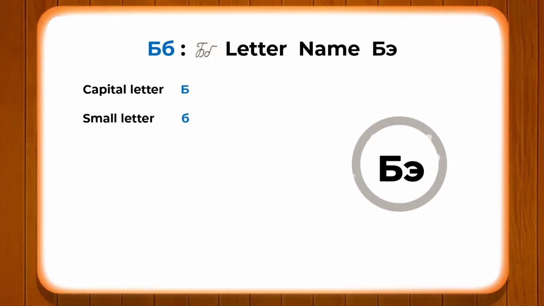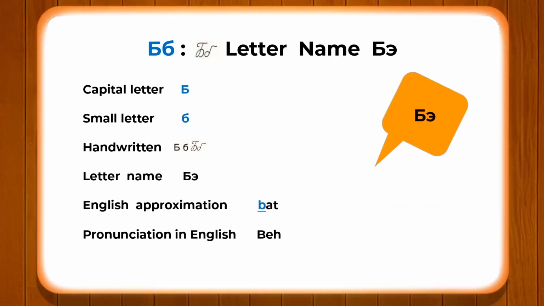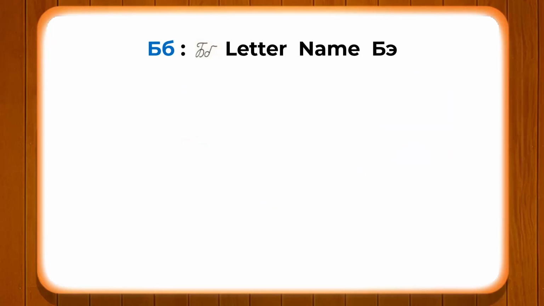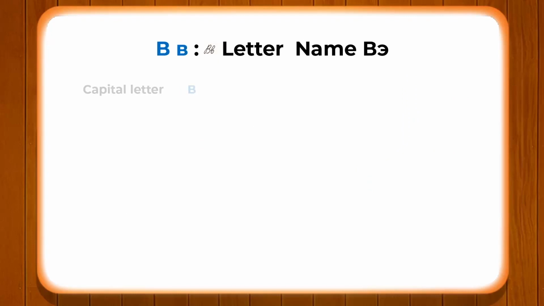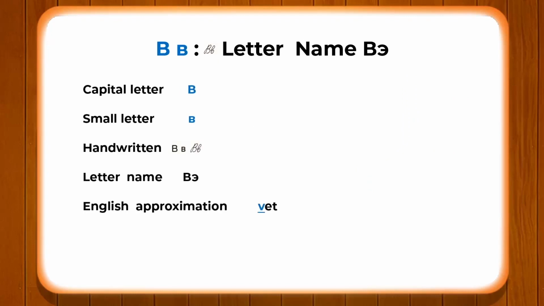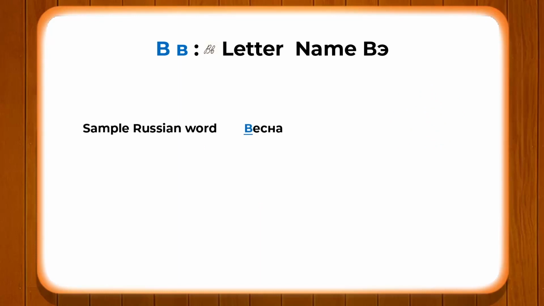The letter is Be, as in the English word bat. Here we have a sample Russian word, nebo, which means sky. Let's look at the next letter. The letter is ve, as in wet. A sample Russian word is vesna, which means spring season.